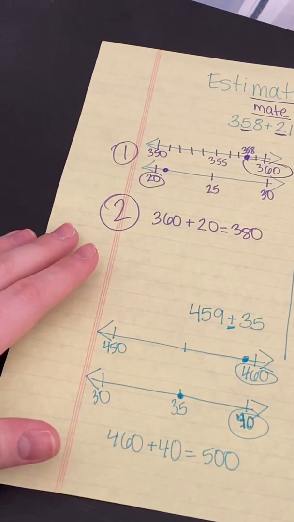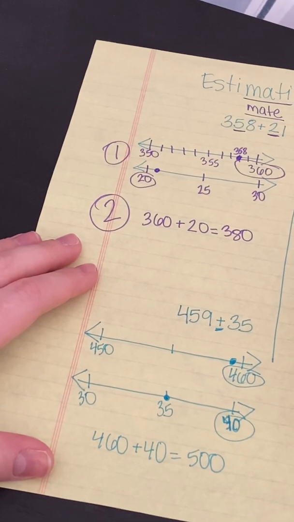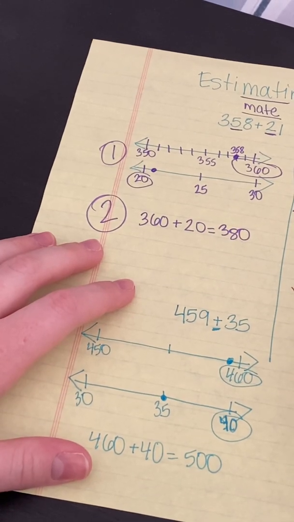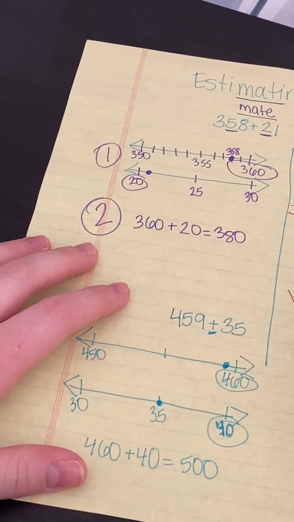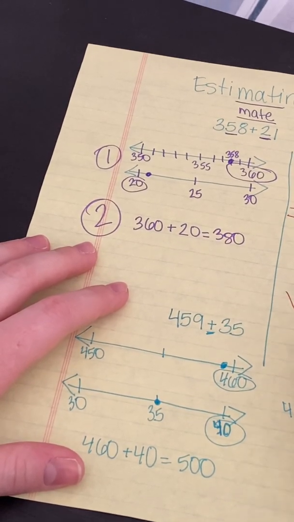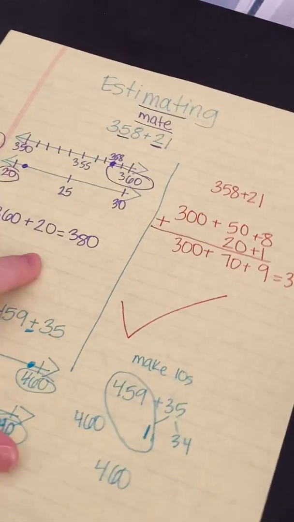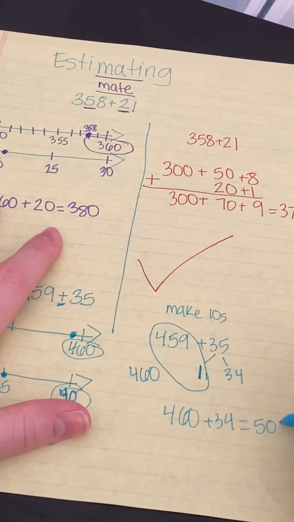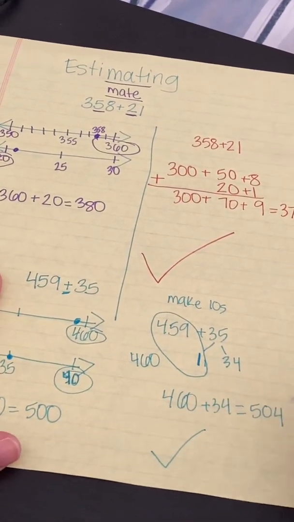So next, I'm going to find the real answer. I'm going to use a mental math strategy for this one called make tens. And I'm going to decompose 35 into 1 and 34. So that way I can make multiple 10s here by making 459 to the next 10 by adding one more, which is 460. So then I'm going to add 460 plus 34, which is 494. And 504 is only 4 away from 500. So again, this is another reasonable answer.